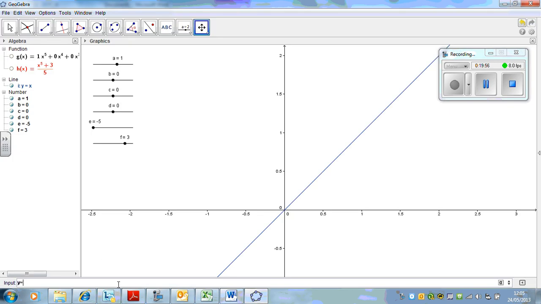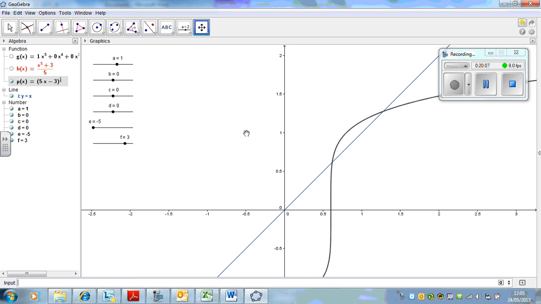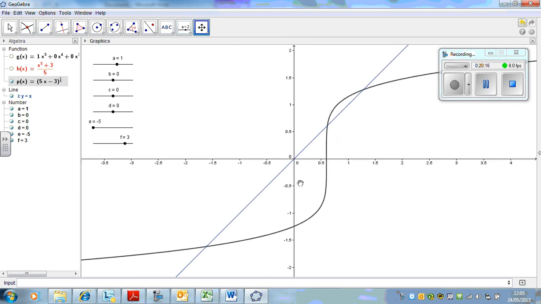So if I do y is equal to 5x minus 3 to the power of, now I'm going to do it in fractions. I wouldn't put that as 0.5. Do not put fractional powers in GeoGebra as decimals, put them as fractions. There is a good reason for that.